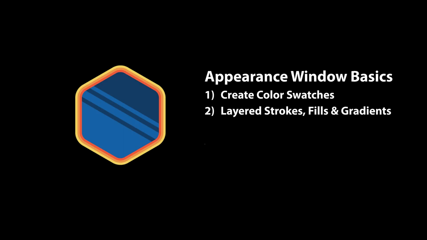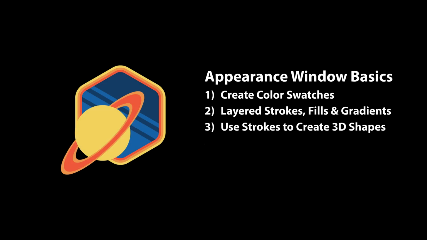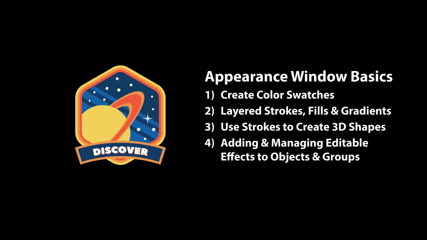Those four parts are create color swatches, using strokes, fills, and gradients, using stroke to create a 3D planet, and finally, adding and managing editable effects to objects and groups. This, of course, is part 3. We're going to build a little bit on the second part, but this video stands on its own, no problem. With that being said, let's get started.